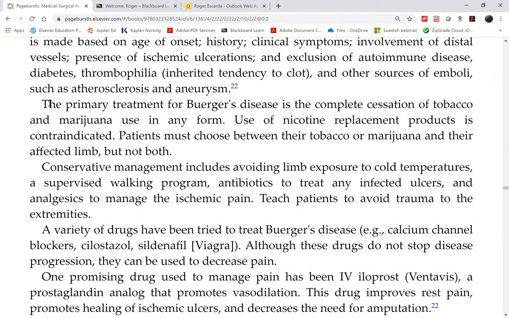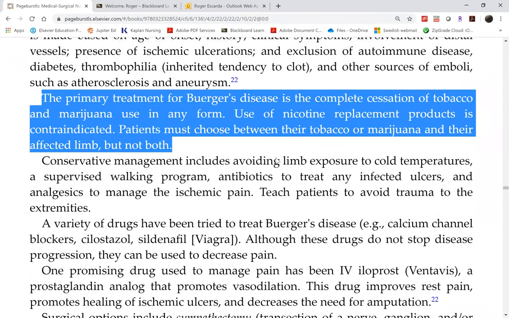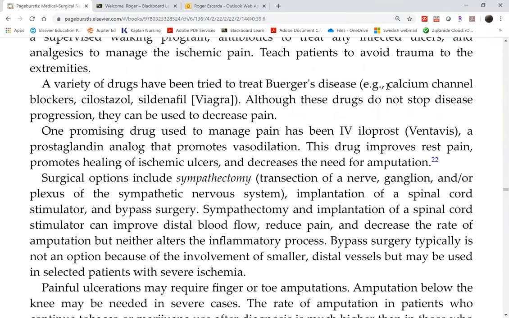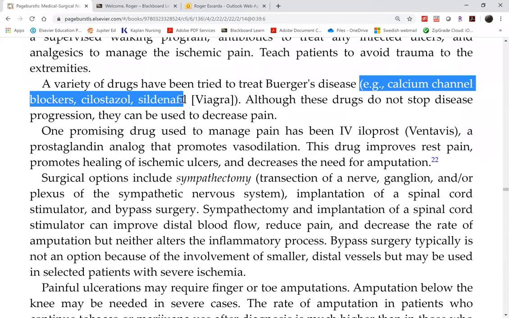So treatment is, of course, stop smoking. And then look at the treatment. It's really the same as in PAD. So we use vasodilators, calcium channel blockers. We even have cilostazol there, or even Viagra. Viagra is a vasodilator, so they use it for Buerger's disease. Plus you have the added benefit of being strong down there.